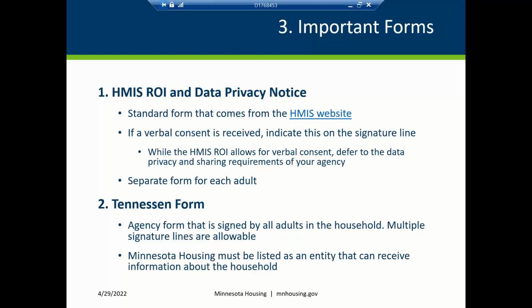So what I would do is, if you are operating a program that receives our funding, and maybe you want to use this form for a program that also is receiving DHS funding, for example, it's okay to list both of our agencies on the form, but you do want to spell those out so that people really understand where their information might go.